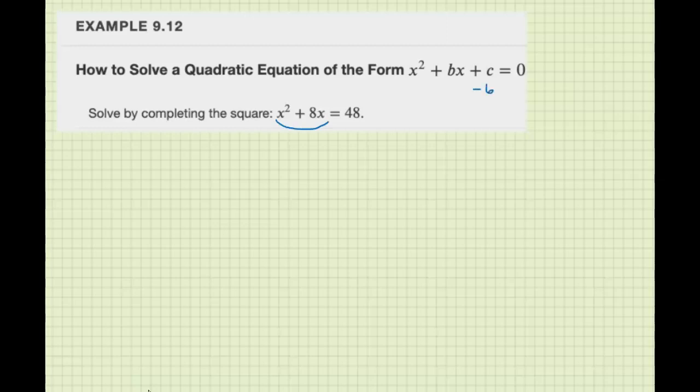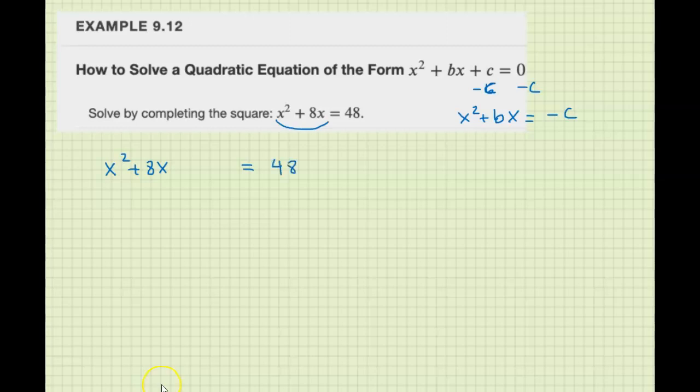Whatever constant is in here, you want to subtract it from both sides to get the x squared and the x term together, and then equals the constant. So this is in the right format. I have x squared plus 8x. We're going to leave a space to put the magic number that's going to complete the square.